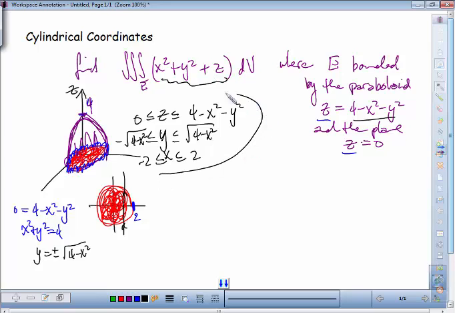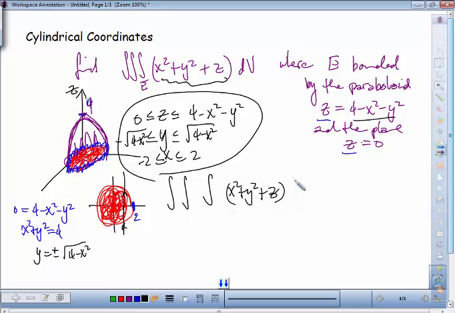All right, so these are my limits, and I can write my integral. The middle one is going to be a lot. So my integrand is x squared plus y squared plus z. And I'm going to integrate with respect to z first, from 0 to 4 minus x squared minus y squared. Then I'm going to integrate with respect to y next, so that's going to go from negative square root of 4 minus x squared to positive square root of 4 minus x squared. And then I'll integrate with respect to x, finally, from negative 2 to 2.